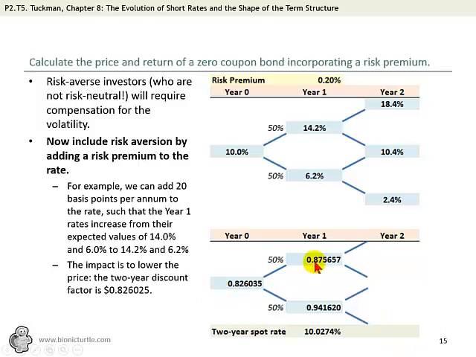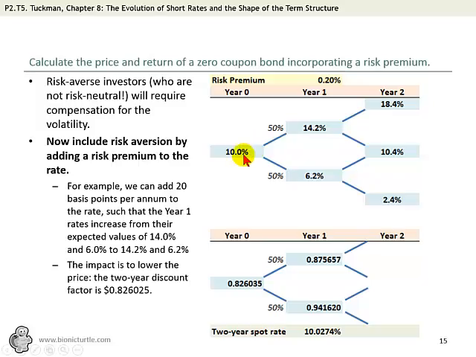In this case, it's because this node here, 0.875657, its discount factor, is 1 divided by 1.142. So this node here is going to be slightly lower than it was before because it's using a discount rate that's 20 basis points higher. Similarly, this node as well. However, this price here is discounted still at the 10%. Notice we didn't really change the 10%.